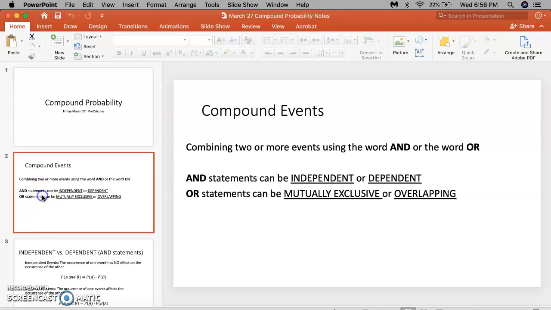Compound events are when we combine two or more events using the word "and" or the word "or." So we're either going to have "and" statements or "or" statements. If we have an "and" statement, we're either going to choose if it's independent or dependent. These two are important because they have different formulas. Same thing for "or" statements: if you have an "or," it's either going to be mutually exclusive or overlapping. We'll talk about the definitions in a second.